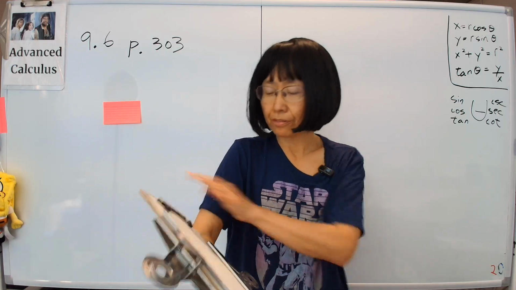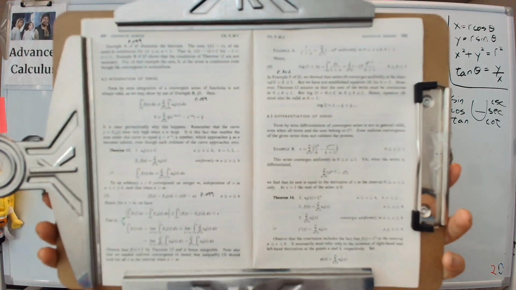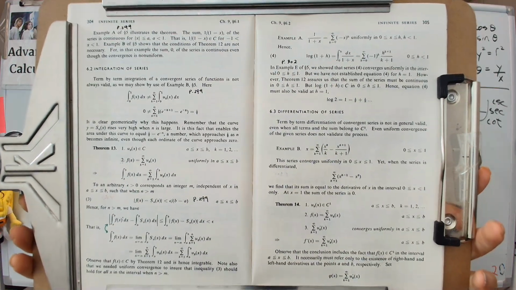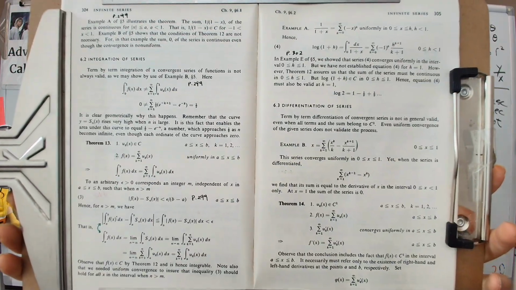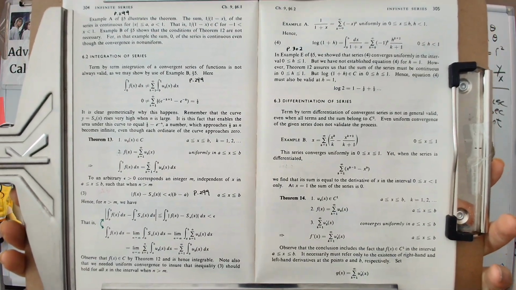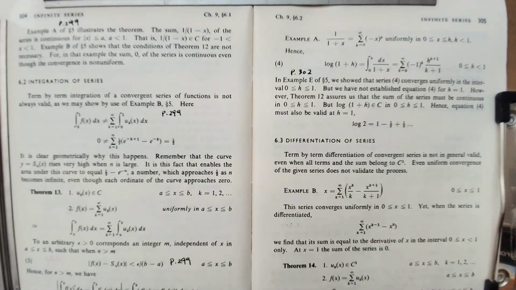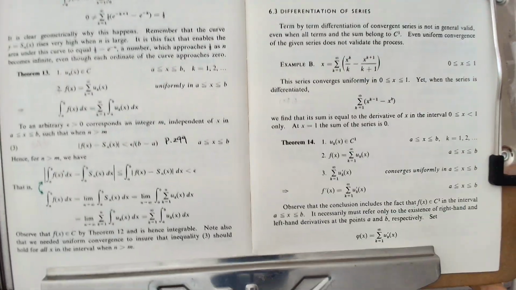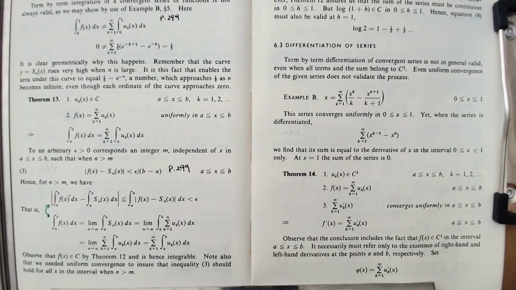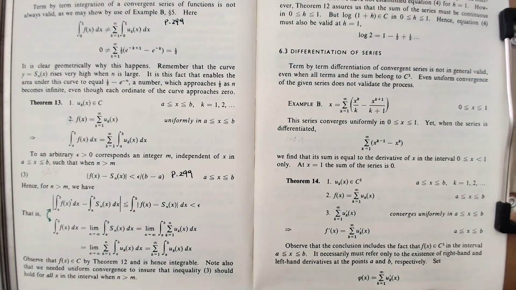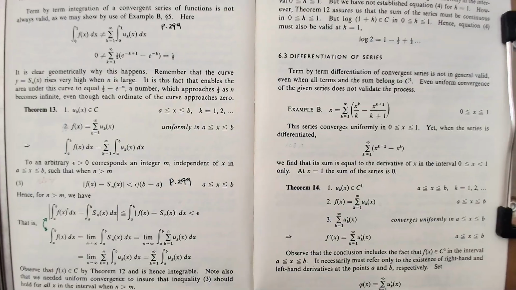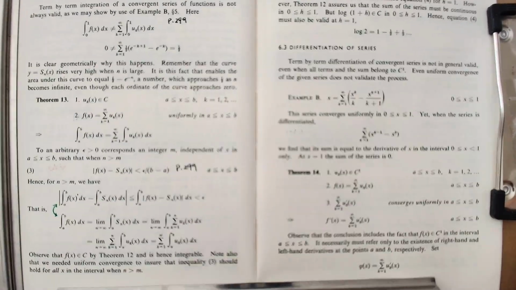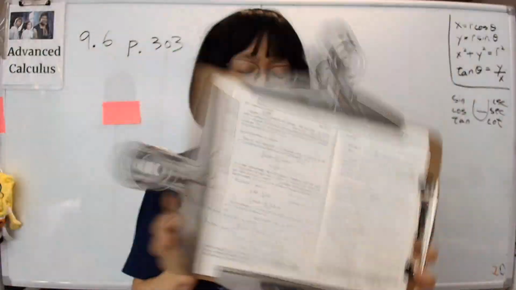Next, page 304 and 305. Let's get a little closer here. Okay, then a bit closer on the top and on the bottom. Well, that should be good enough.